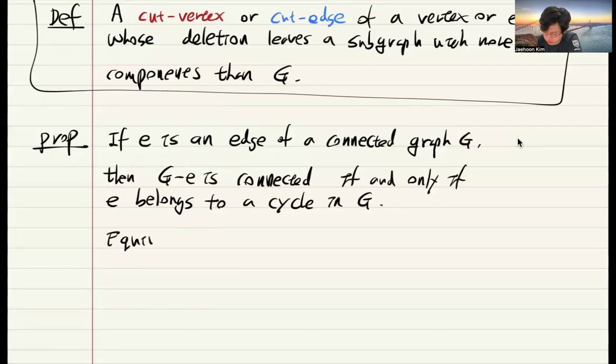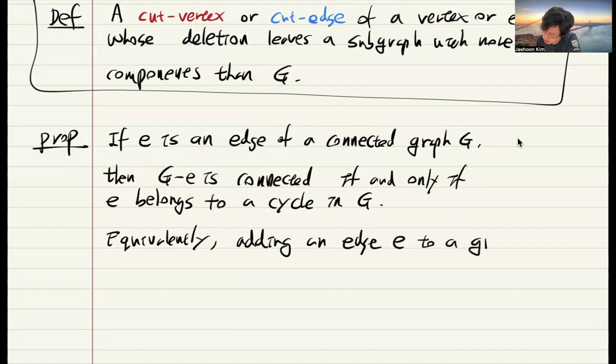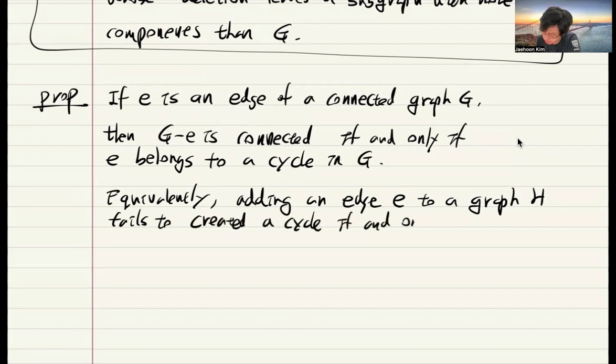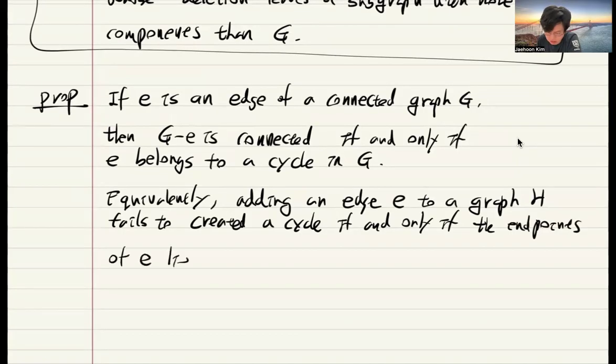Or equivalently, adding an edge E to a graph H fails to create a cycle if and only if the endpoints of E lie in distinct components of H.